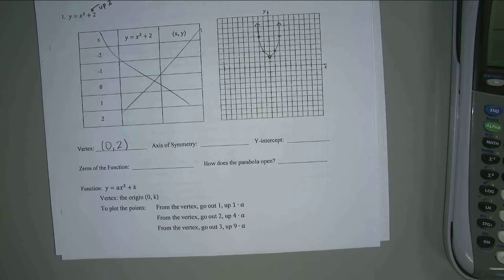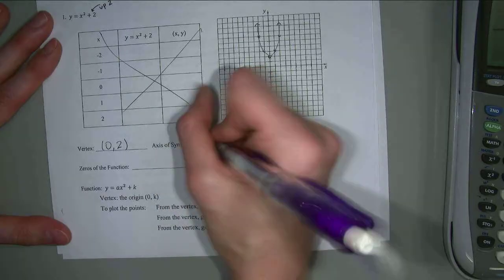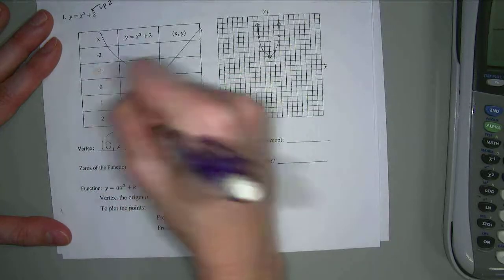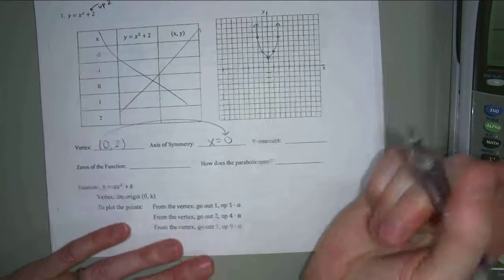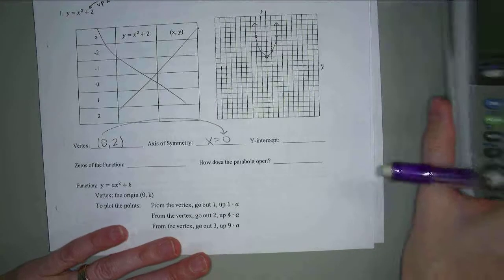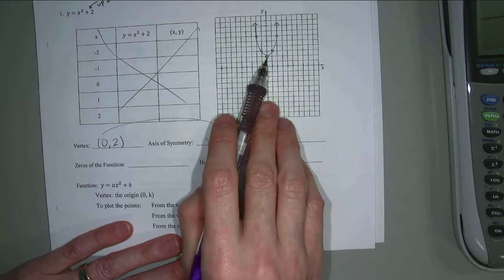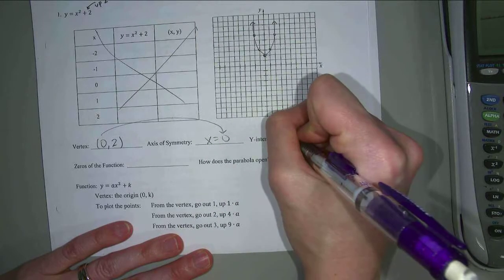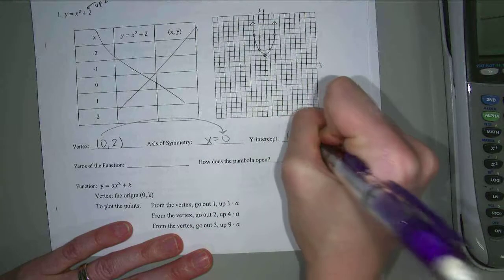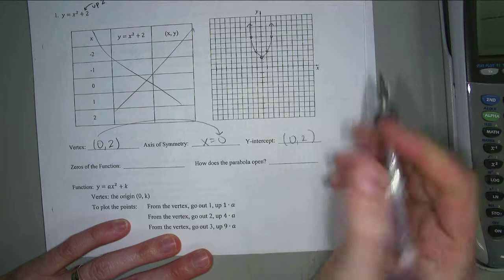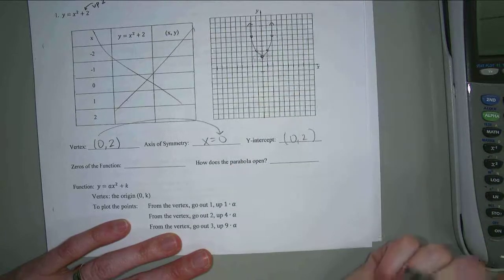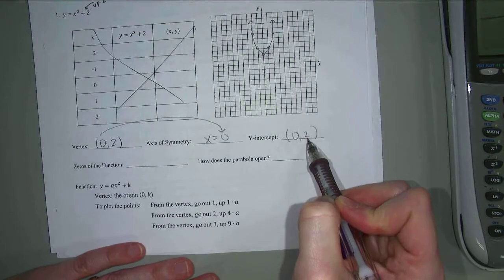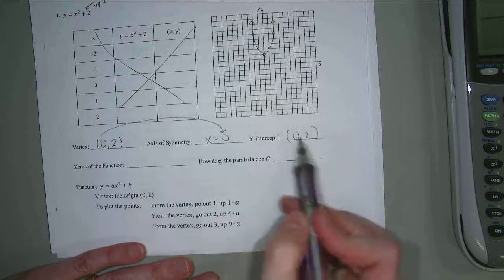What's our axis of symmetry? We haven't moved left or right, so that's still just x equals 0. What's our y-intercept? Notice that has changed. Where do we cross the y-axis? We cross the y-axis at 2. Okay? That's your y-intercept right there. So we shifted that up 2. It's not always your vertex, okay? This just happens to be.